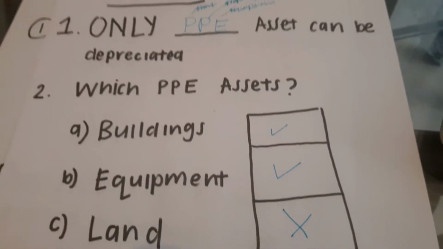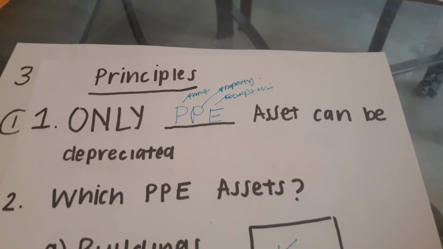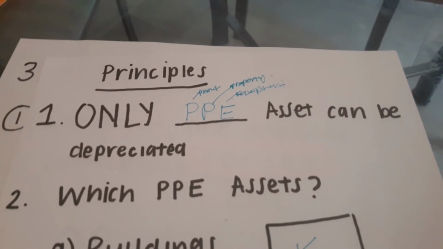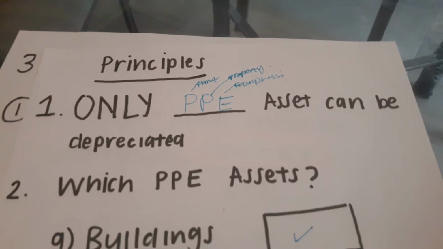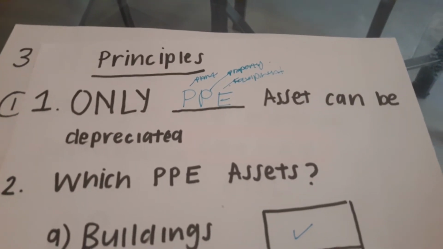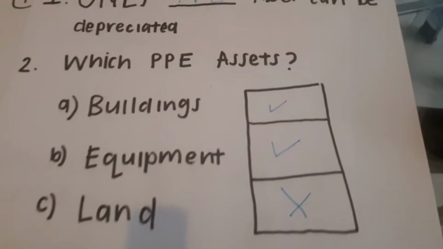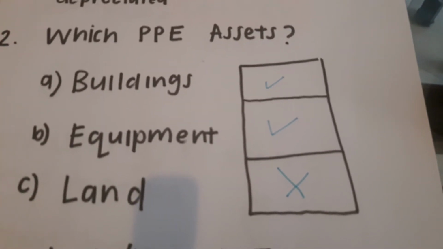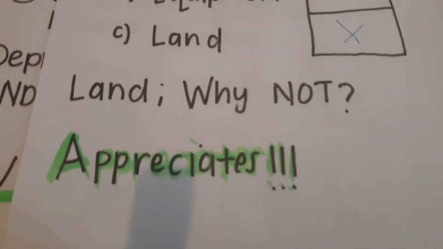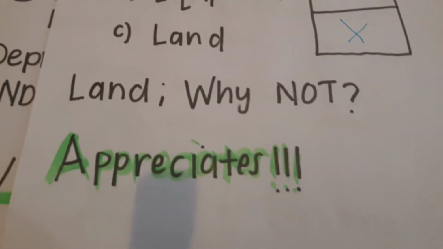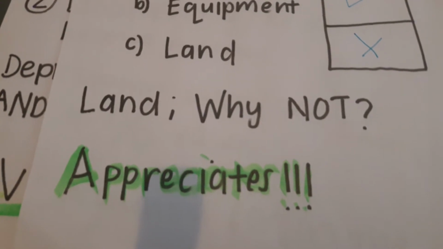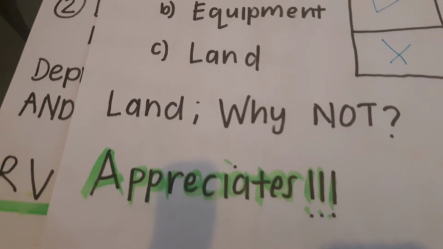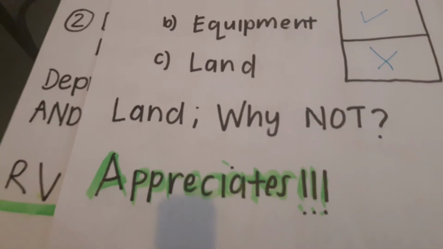You may be asking yourself, which assets are depreciated? Is it inventory? Is it PPE? You need to know that only PPE assets can be depreciated. Now, which classes of PPE? Because there's three: plant, property, and equipment. Only buildings and equipment can be depreciated. Land cannot be depreciated, and that is because land often appreciates, and therefore we cannot systematically account for an expense when in fact the land is appreciating, the value is increasing.